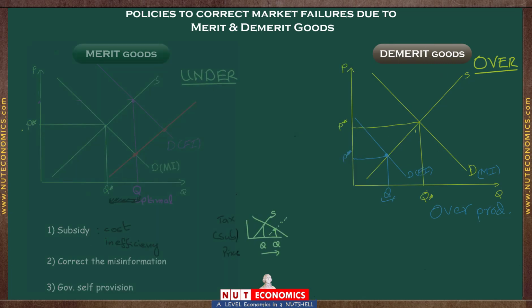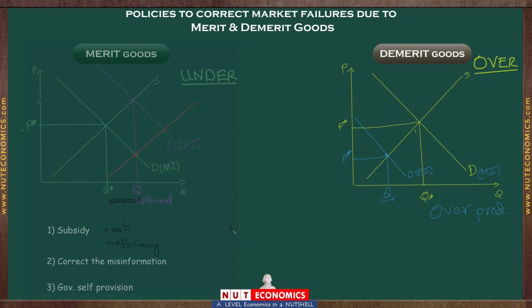Now next up, we look at the government policies that can be used to correct the market failures due to demerit goods. Now demerit goods, remember, these are the goods where we are saying that the market will fail by overproducing them. The market produces much more than what should have been produced. So to correct this failure, to correct this overproduction, the government would now want to come in and somehow encourage or incentivize the market to produce less than what it is already producing.